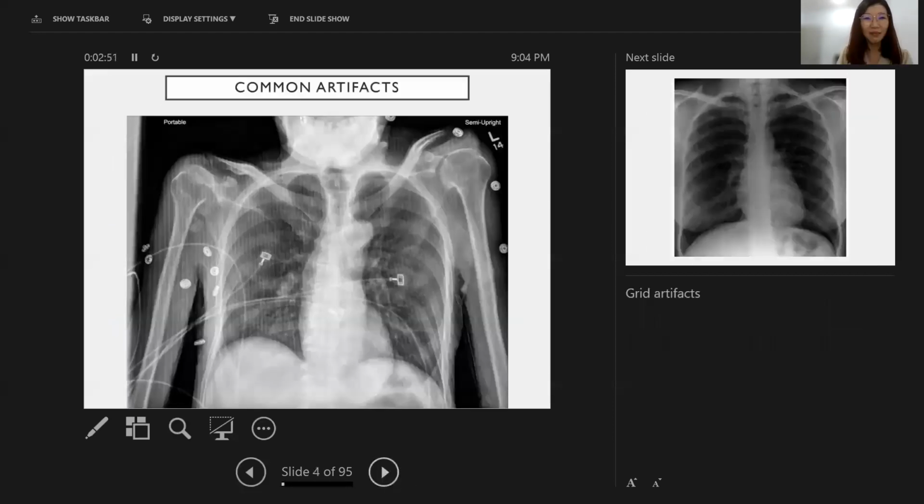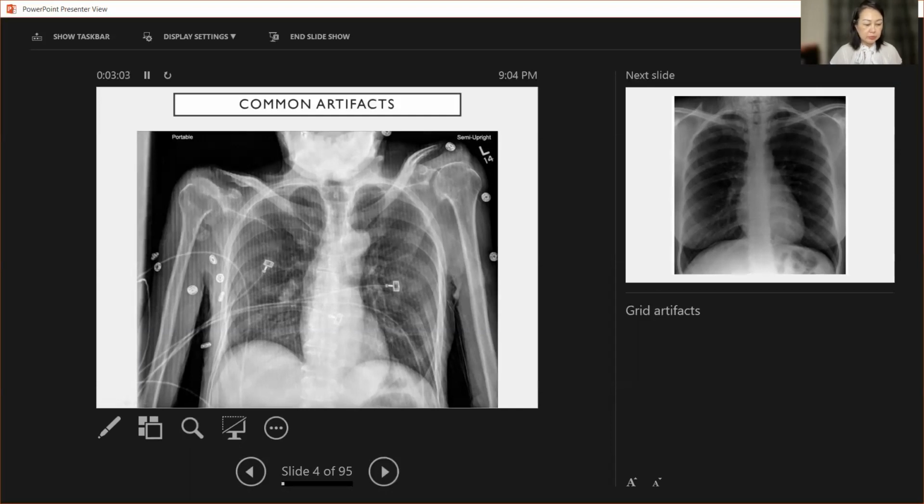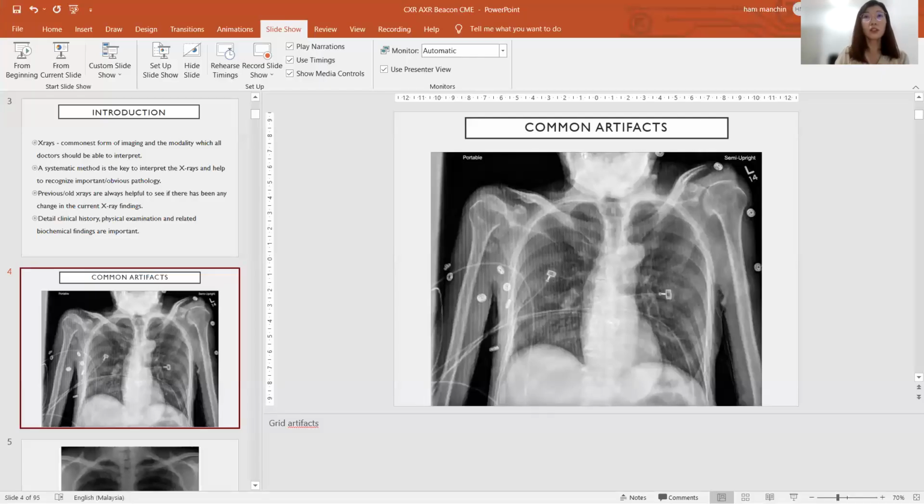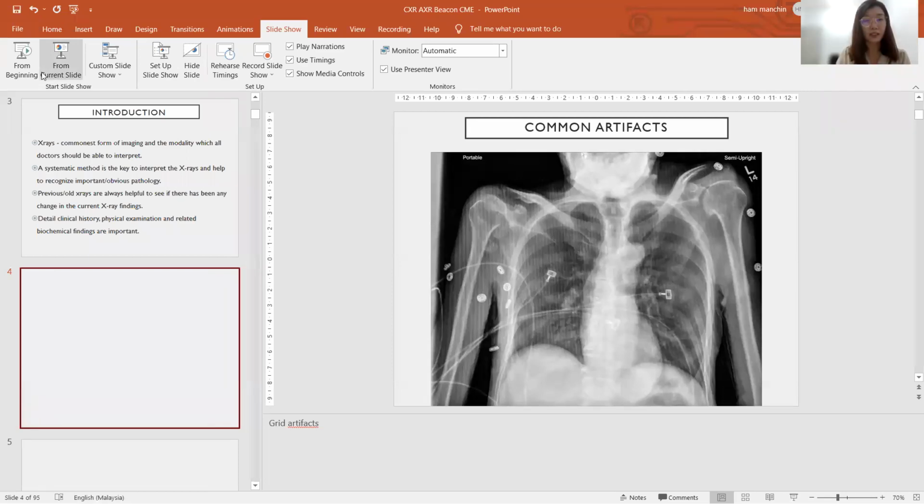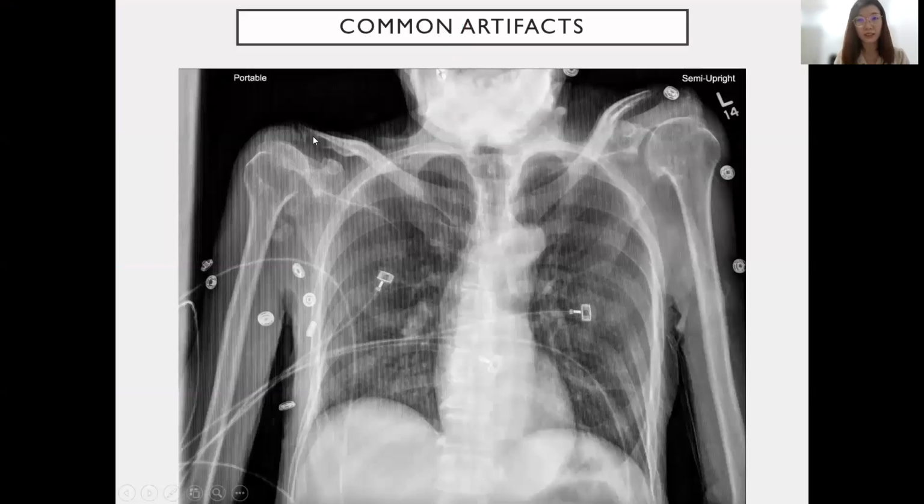Okay. So Manchin, can you make the slide into a full slide instead of the next slide? Okay, hold on. So that we can see it clearer. Okay. Go to slideshow and then, sorry, from current slide. From current slide. Yeah. Is it better now? Yeah, I think so. Can see full screen? Yes. Full screen. Okay. Can right now?